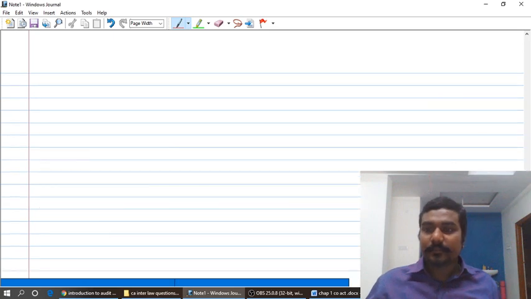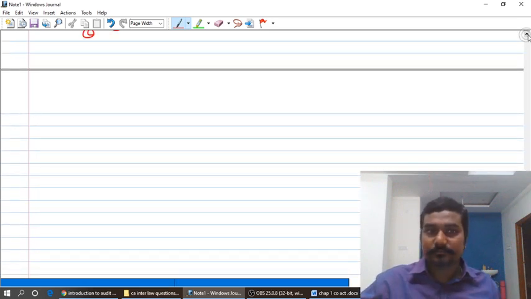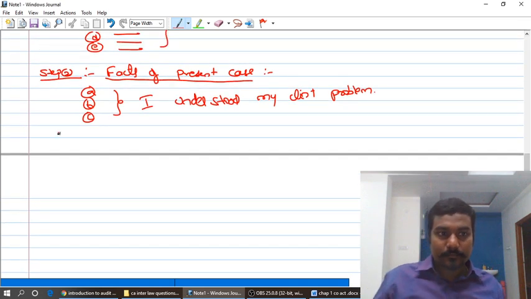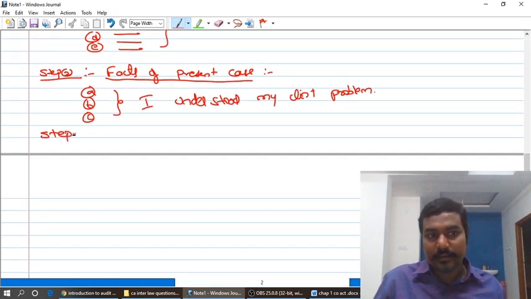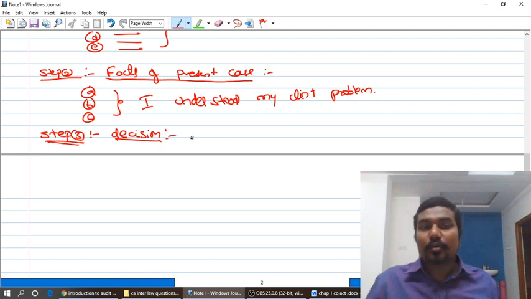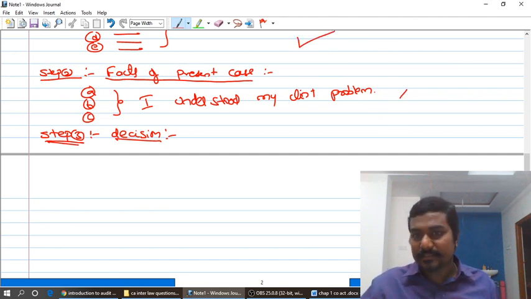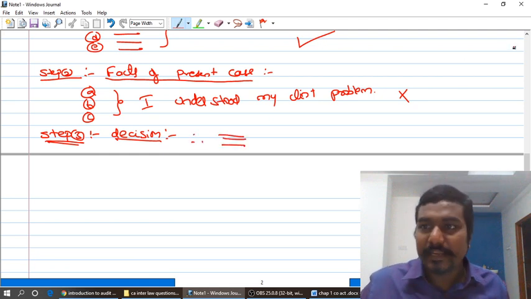In step number 3, what we have to write? The next step will be the decision. Here you have to conclude. As in step number 1 we have explained what the law is, and in step number 2 we have explained what the client's problem is, as per step number 1 it is supposed to be like this, but he is doing like this. So this is the judgment. So you will not lose any marks.